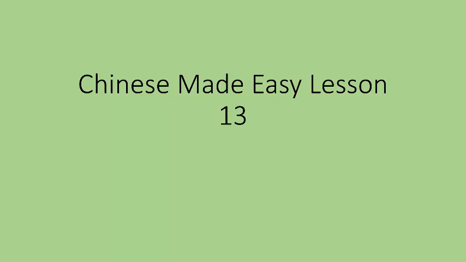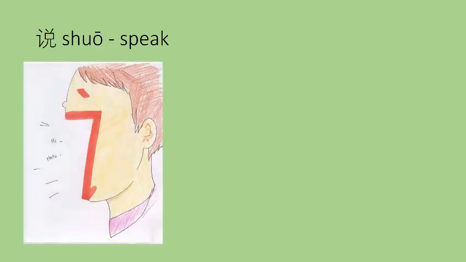This video is to introduce the characters for Chinese Made Easy Lesson 13. The first character is shuo. We've already practiced that before last year. Just remember it has the speech radical and then something that looks like Squidward with antlers.